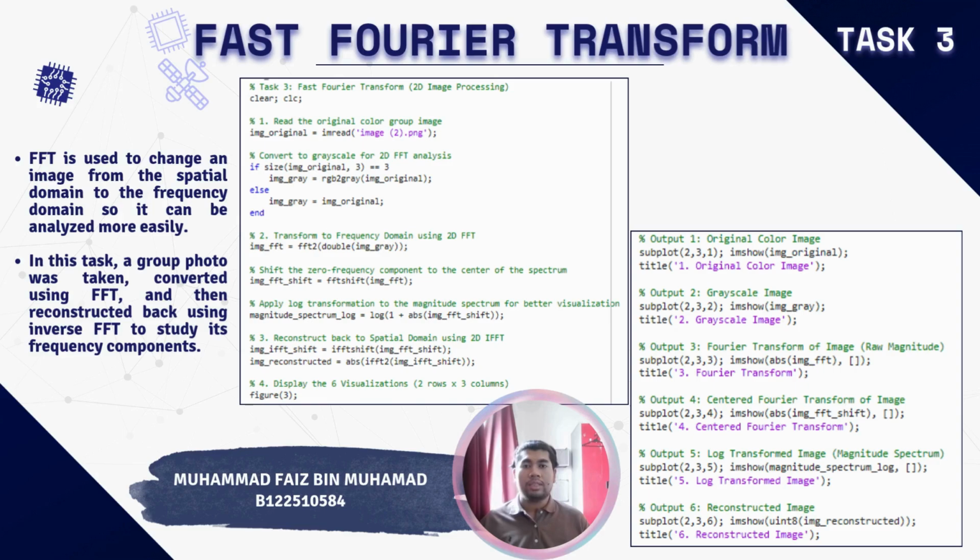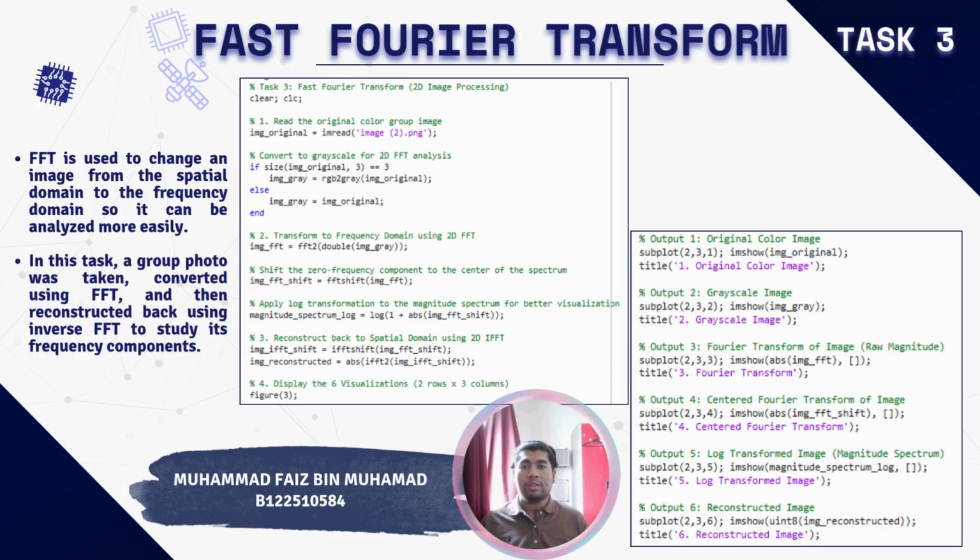I will present the task 3, fast Fourier transform, FFT. As shown on the slide, FFT is used to convert an image from spatial domain to the frequency domain. This helps us analyze the image by looking at its frequency components such as overall structure and edges. For this task, we use a group photo as the input image. First, it was converted to grayscale.